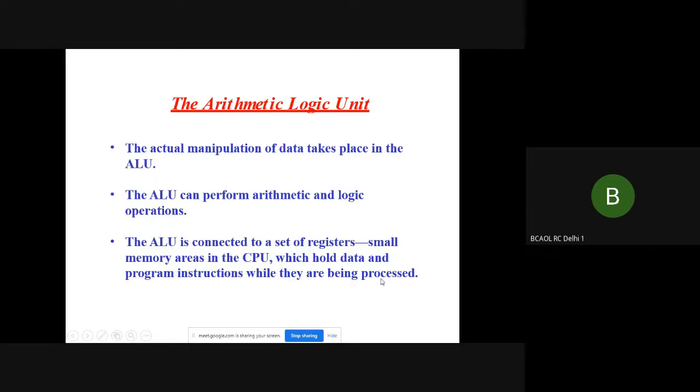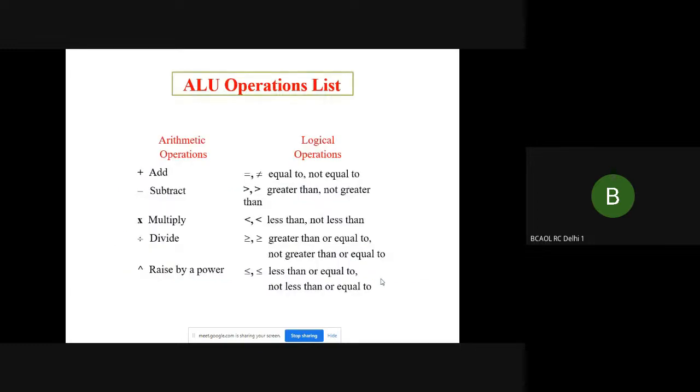Right. So they hold the data, and whatever processing is going on, they hold that value, which is then passed to the control unit and given to the memory or wherever it is required. So this is what the ALU does. So the ALU, we were talking about, right?